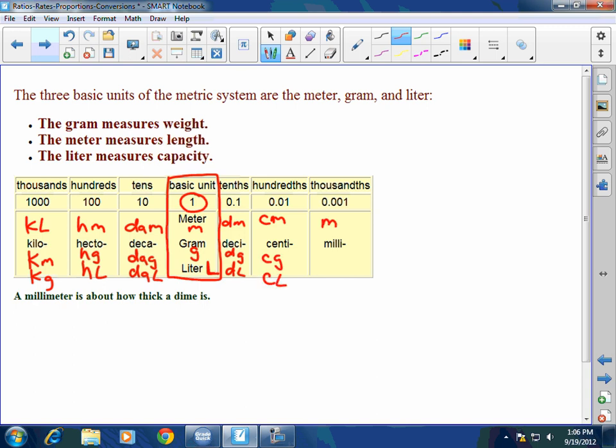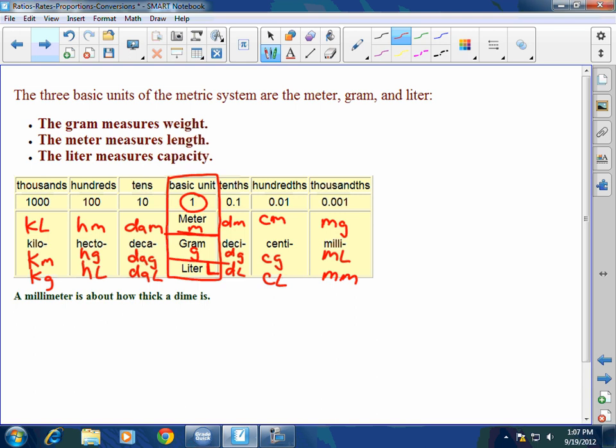Milli, milligram, milliliter, millimeter. Please do not get confused with milli and M for meter, okay? Milli will have something attached to it. Milligram, milliliter, millimeter. If it's just the M by itself, it's just meter. And just so you know, a millimeter is about the thickness of a dime, roughly.